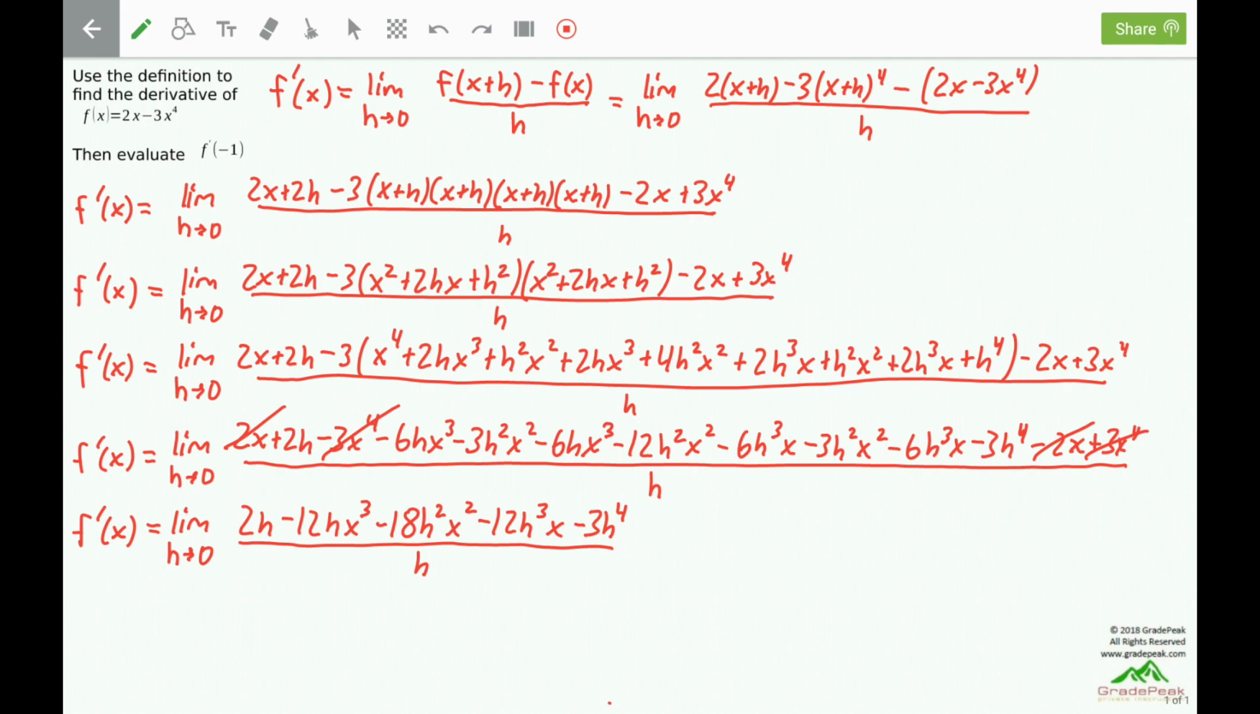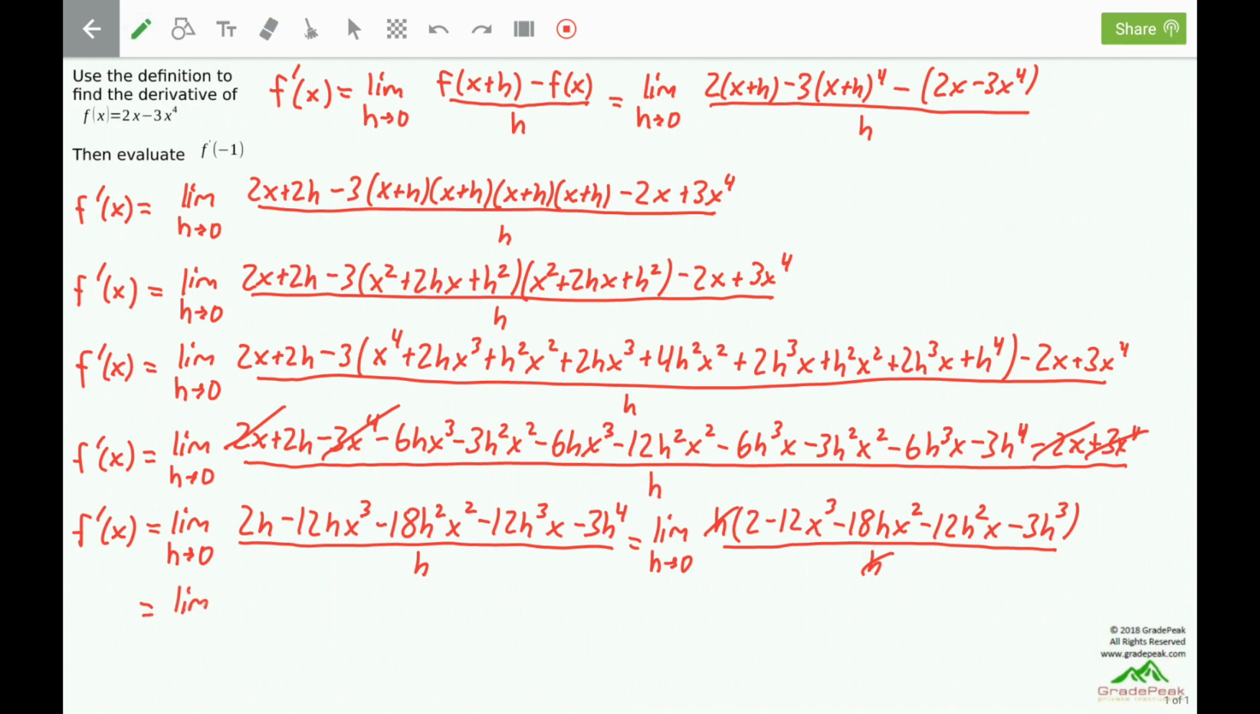There's an h in every term as expected. And we can now factor the h out so that we can cancel. Remember, we will have 0 over 0 until we do this step, factoring the h out. That'll give us a 2 minus 12x cubed minus 18hx squared minus 12h squared x minus 3h cubed. Just be sure to take an h away from each of those. All over h. These h's can now cancel, and we now no longer have the 0 over 0 indeterminate form.